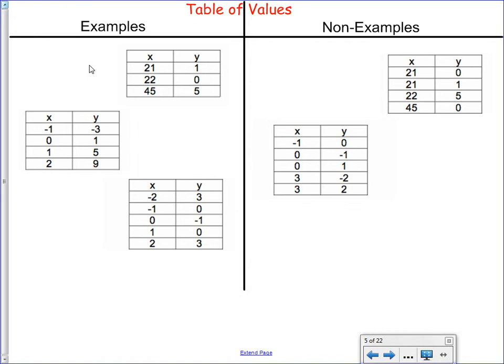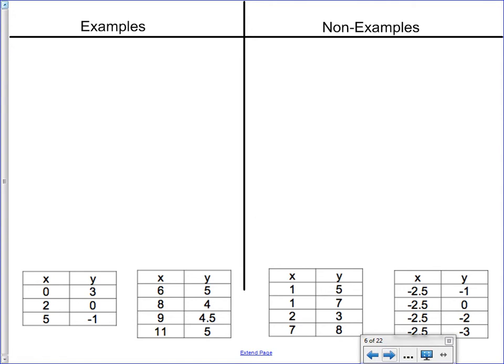Okay, what was the rule that you could come up with here? How can I tell using a table of values that this is a function versus not a function? What's the rule here? X values only used once: 21, 22, 45, -1, 0, 1, 2, -2, -1, 0, 1, 2. These ones I have duplicate X values. Duplicate X values, so those are not functions.